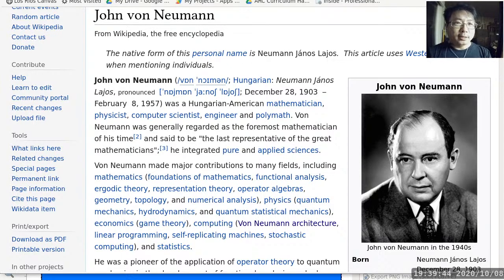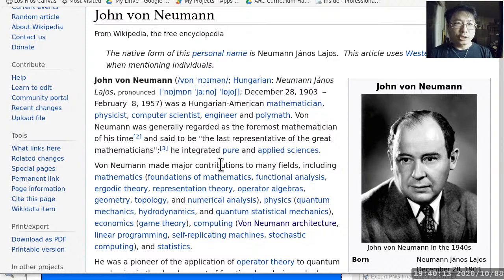Anyway, John von Neumann is a very interesting person, not for the same reason that Einstein is famous and interesting because he discovered relativity and contributed to physics in a major way. John von Neumann contributed to not only physics, but also to many other fields in math and engineering. Just take a look at this.